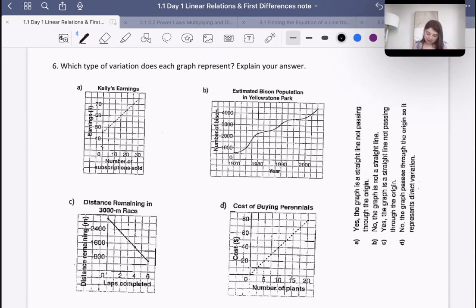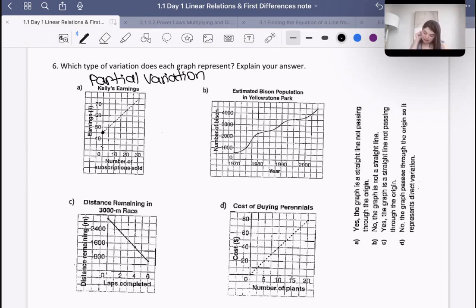So here it shows Kelly's earnings. It looks like she gets $45, plus she gets extra money for every subscription sold. So here we have the y-intercept is not 0, so this would be partial variation. I won't write down the full justification, but I will say it here. The reason it's partial variation is because it's a straight line. It does represent a linear relation here. And it also does not start at 0; the y-intercept is $45.